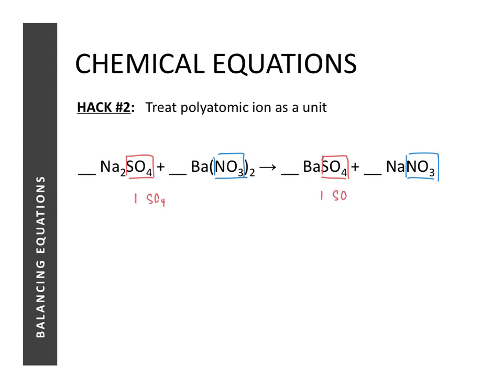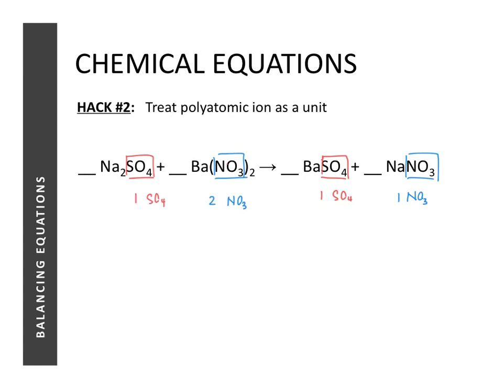When we try to balance the sulfate, you would find that the sulfates are already balanced. There's one sulfate on the left and one sulfate on the right. But when we try to balance the nitrates, you will find that nitrates are not balanced. On the left, there are 2 units of nitrate, and on the right, there is only 1 unit of nitrate.